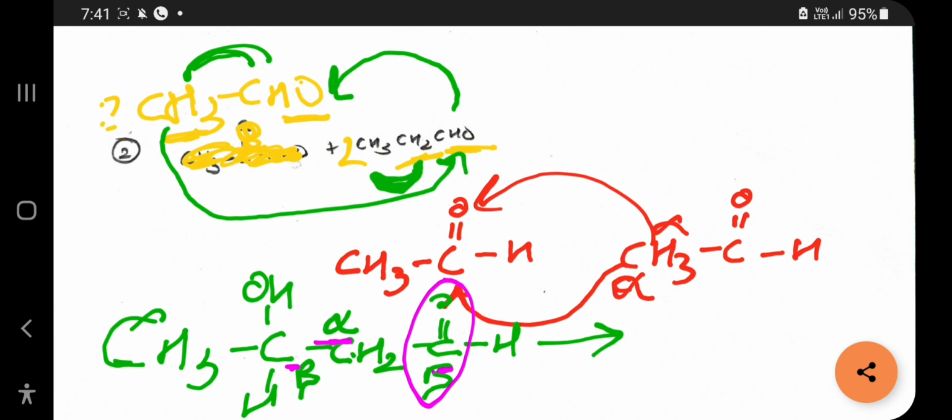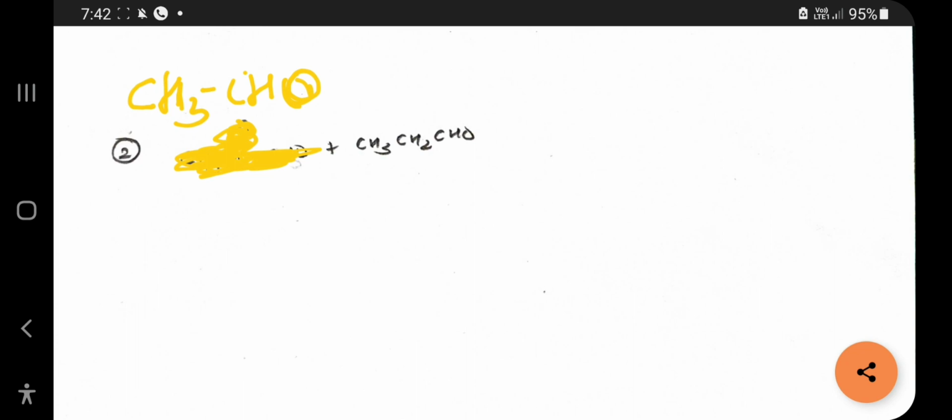Here is no hydrogen, so you should remove from here. So you obtain CH3, C double bond CH, C double bond OH. This will be the product finally, the self aldol condensation product. We will see about cross aldol condensation. How to make cross aldol?